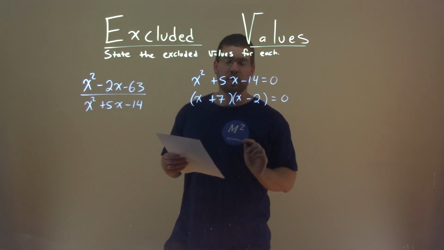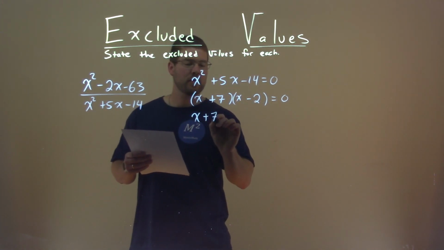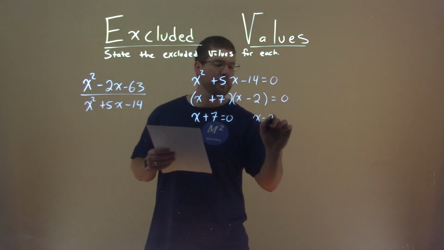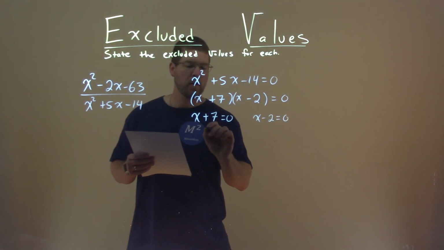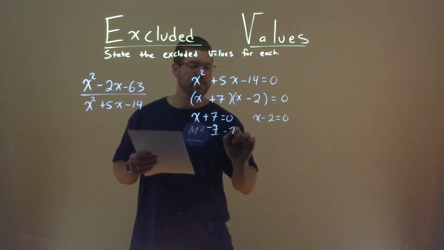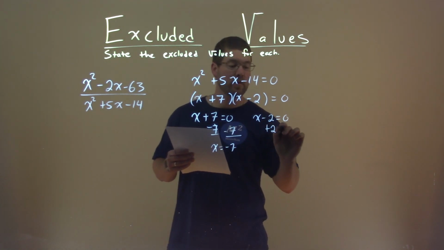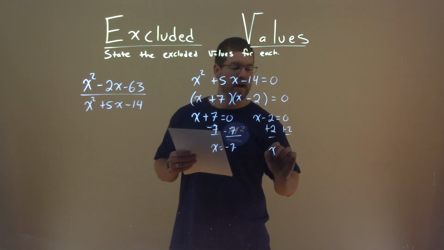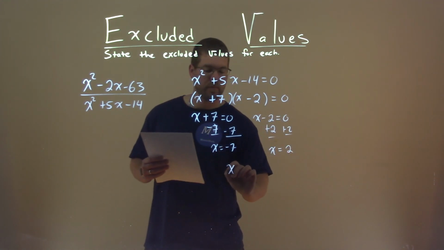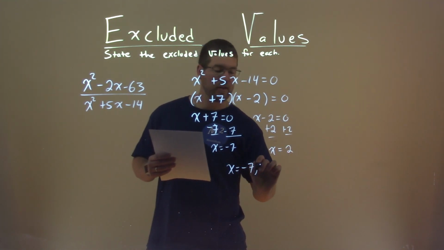Now that it's in this form, we can set both parts equal to 0 to solve. We subtract a 7 from both sides here, and x equals negative 7. We add a 2 to both sides on this one, and x equals a positive 2. And so negative 7 and a positive 2 are our excluded values.